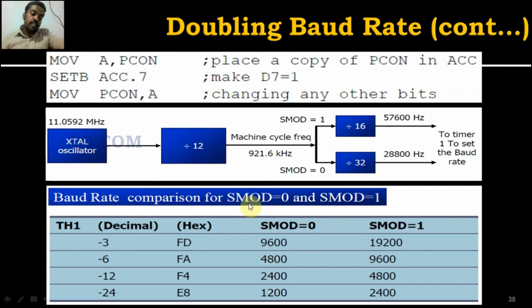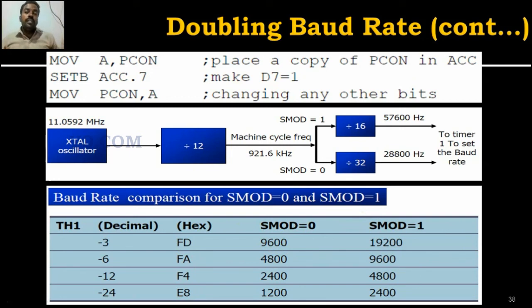Baud rate comparison for SMOD 0 and SMOD 1. Actually the values FD, FA, F4, E8 are loaded into the TH1 register, and at that time the baud rate is changed. SMOD equal to 0 means this baud rate, SMOD equal to 1 means this baud rate. So according to the requirement we can change the baud rate.